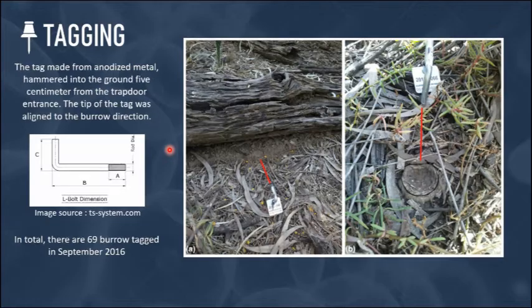And for the tagging method, the tags were made from anodized metal, so it's more durable against the weather effect. And the tags were hammered into the ground 5 centimeters from the trapdoor. You can see in here, this is the trapdoor and this is the tag, and the tip of the tag was aligned to the burrow direction. This is the tip of the tag and this is the burrow. It helps to know the exact location of the burrow, so we didn't lose the burrow completely.